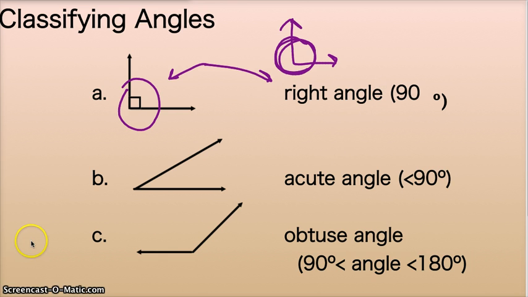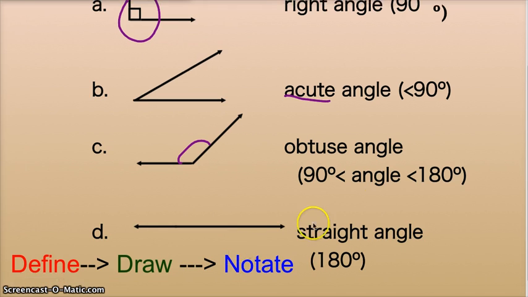Letter B. Is it less than 90 degrees? Then we will call it an acute angle. If it's larger than 90 degrees, we'll call it an obtuse angle. Notice it has to be less than 180, so between 90 and 180. And this one should probably be bigger than 0, but less than 90 as well.